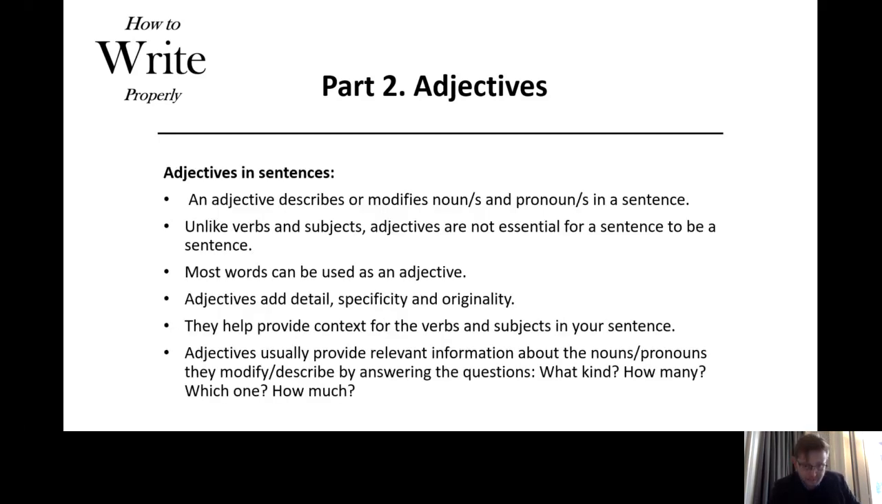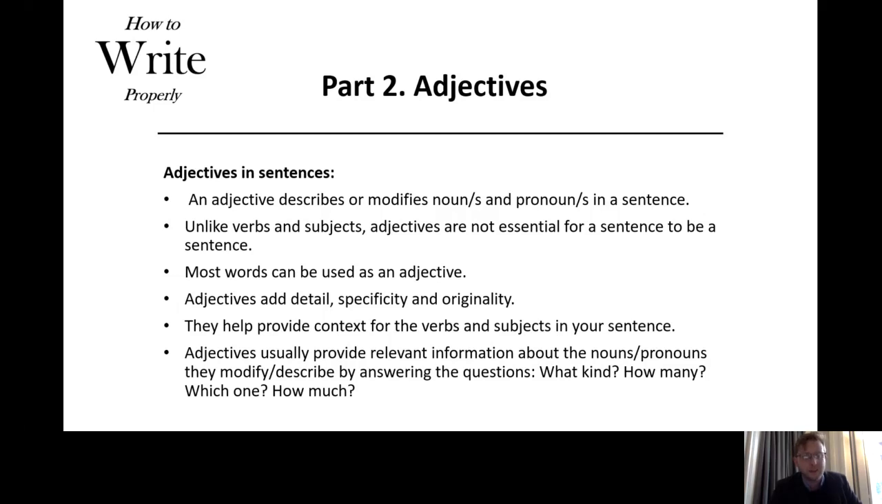But in conclusion, what do we take from this? So thinking about adjectives in sentences, because remember in day 5, we're going to be thinking about basic sentences and how to structure them. An adjective is the part of the sentence that describes the thing that's being named, the subject in the sentence. But unlike verbs and subjects, you don't have to have an adjective in a sentence to have a sentence. You can have sentences that don't have adjectives. But adjectives are useful because they add detail, specificity, and originality.